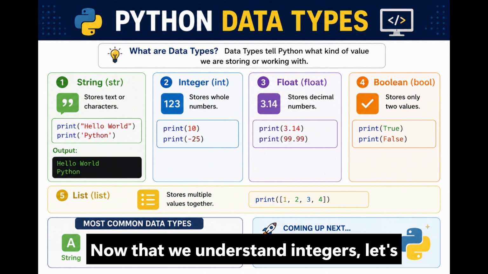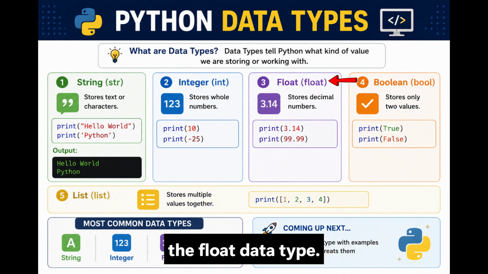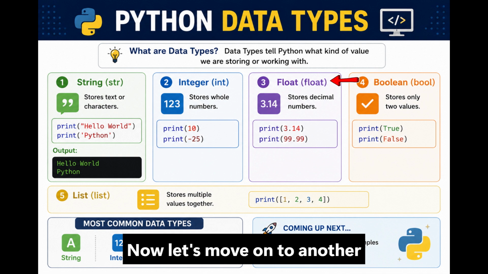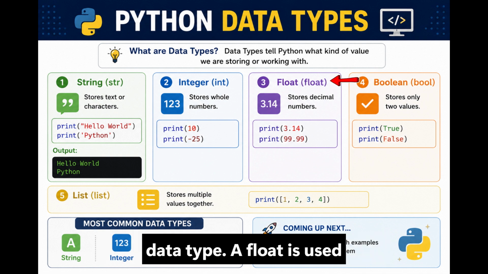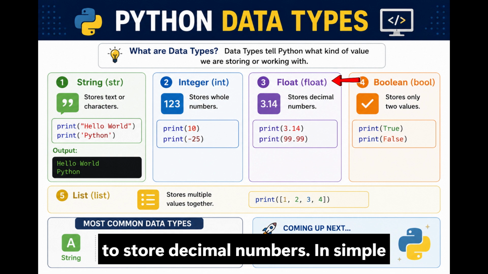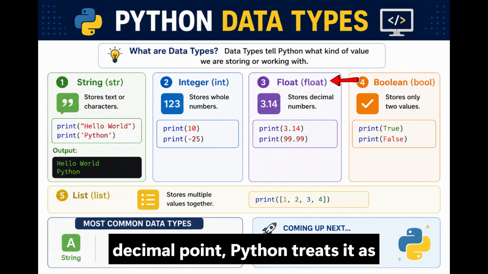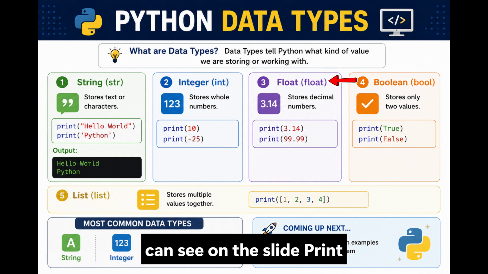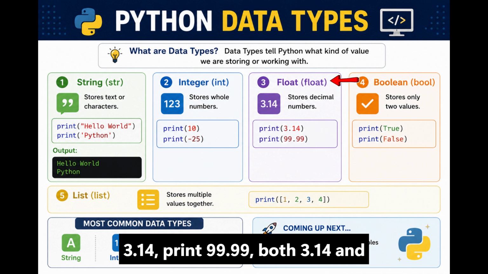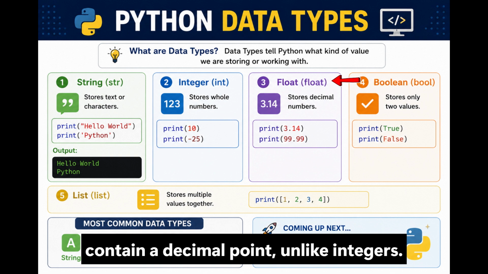Now that we understand integers, let's move on to another important data type called the float data type. A float is used to store decimal numbers. In simple words, whenever a number contains a decimal point, Python treats it as a float. For example, as you can see on the slide, print 3.14, print 99.99. Both 3.14 and 99.99 are float values because they contain a decimal point.